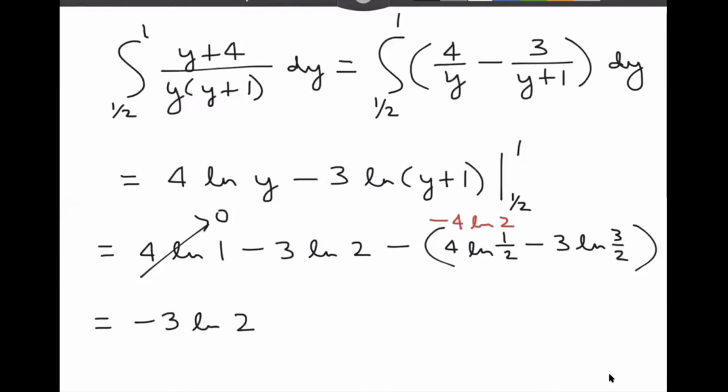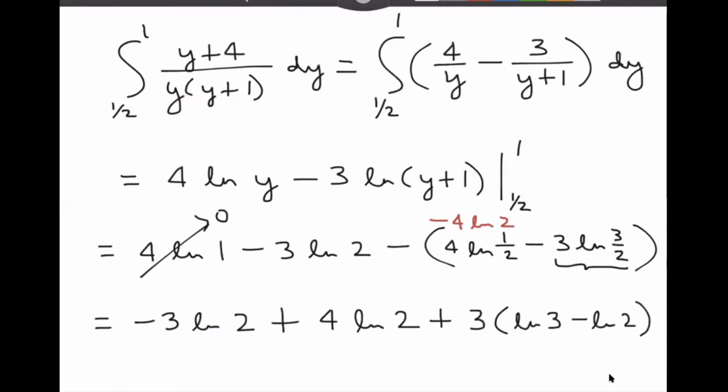Okay, so I think that's what I'll do with that. I'll just rewrite it as -4 natural log 2. So when I distribute the minus sign, that's going to give me plus 4 natural log 2. And then plus, this thing I'm going to rewrite using the quotient rule for logarithms. Instead of natural log 3/2, I'm going to write it as natural log 3 minus natural log 2. You know me, I'm just trying to make the answer look as pretty as I can.